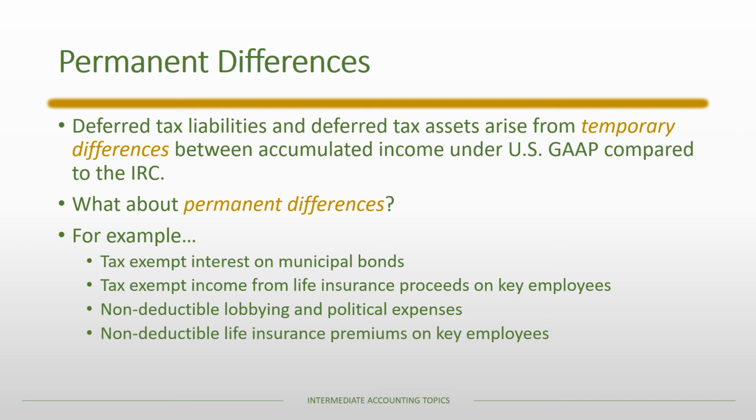Life insurance, just like the proceeds are tax exempt, the premiums that you pay on key employees are not deductible. And so again, that's a permanent difference that will never change. Everything we've talked about up to this point, we've been focusing on temporary differences. And then finally, there are some limits on meal and entertainment expenses that are not deductible, whereas under US GAAP, you would expense the entire amount. And so again, I want to be clear, these are differences that are permanent. They are not differences that will at some point go away. They are permanent differences in the way we account for income under US GAAP compared to the Internal Revenue Code.